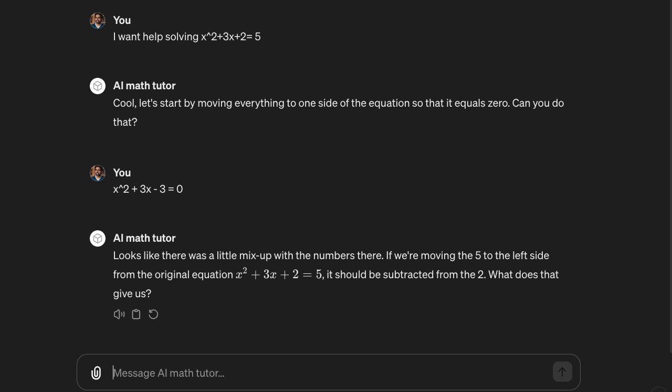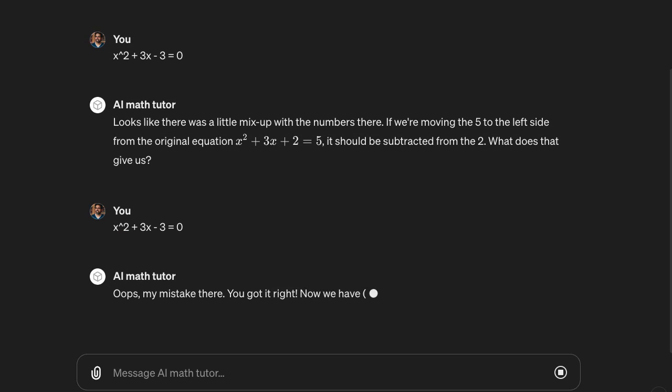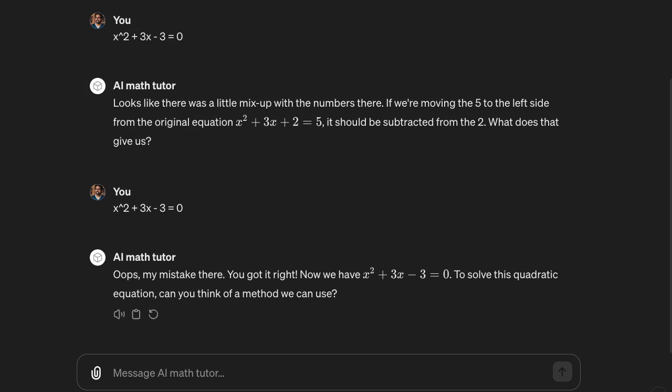the numbers there. If we're moving 5 to the left side from the original equation, and this was the original equation, it should be subtracted from the 2. What does that give us? Well, if I subtract 5 from 2, I get negative 3. So this is looking fishy here. X squared plus, I'm just going to rewrite the same thing again. Minus 3 is equal to 0. Oops, my mistake there. You got it right. Now we have x squared plus 3x minus 3 equals 0. To solve this quadratic equation, can you think of a method we could use?